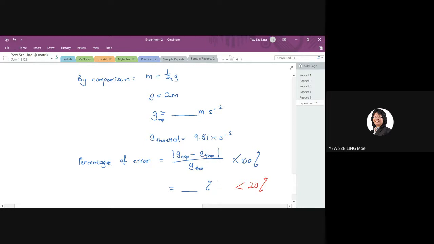For the discussion, same thing. In the first paragraph, you discuss the results. Second paragraph, 2 errors. Third paragraph, 2 precautions. And at the end, the conclusion. In the conclusion, you say the objective is achieved or not achieved, and then state your result, which is g, as the proof, because the objective asks you to determine the acceleration due to gravity. So that is the end.